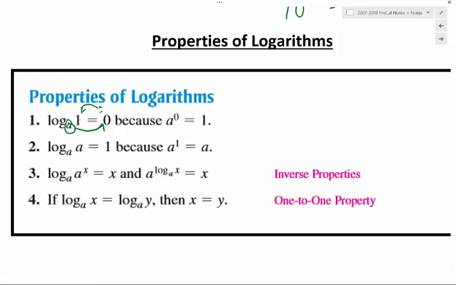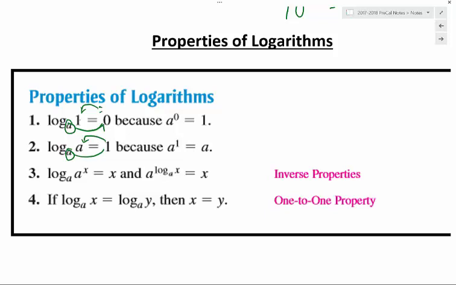Now, if you have log base A of A, in other words, the same base as the number next to it, then it will always equal 1. Why? Because you're asking what A to what power equals itself. Meaning A to the first power equals itself. 3 to the first power equals 3. A billion to the first power equals a billion. So log base 3 of 3 equals 1 because of that.